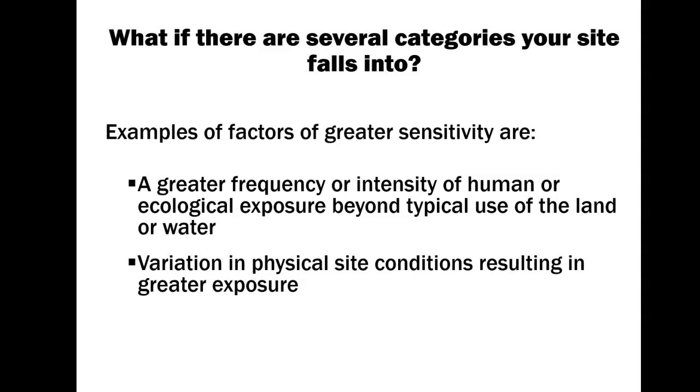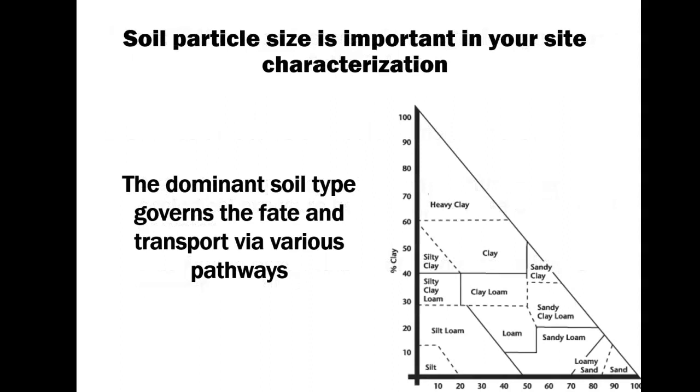Examples of factors of greater sensitivity are a greater frequency or intensity of human or ecological exposure beyond typical use of the land or water, and variation in physical site conditions resulting in greater exposure. And let's talk about some of those physical site conditions and what might be the most important. Soil particle size is important in your site characterization, and this might be one of the most important things.